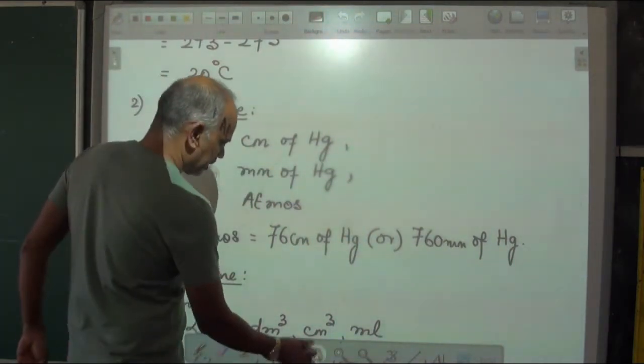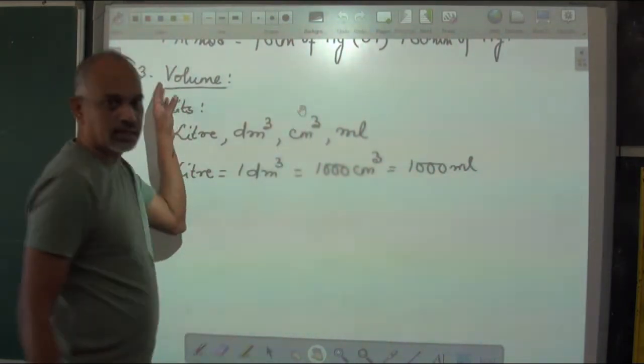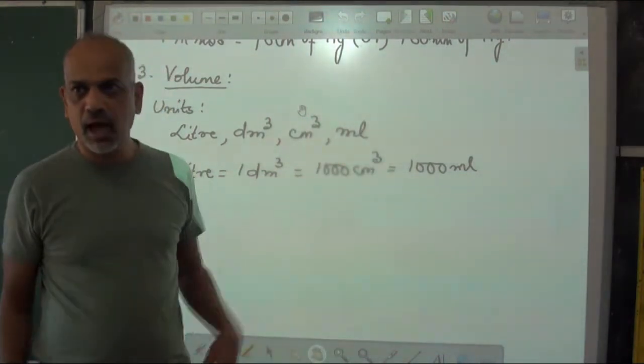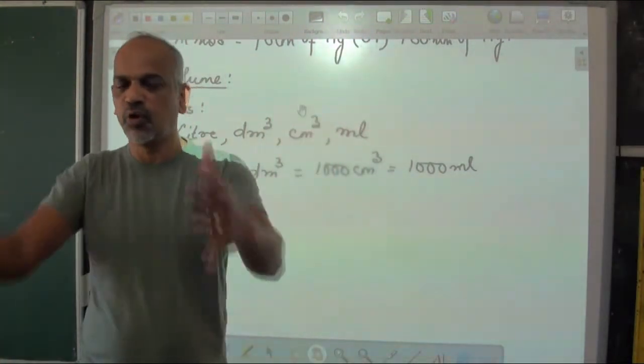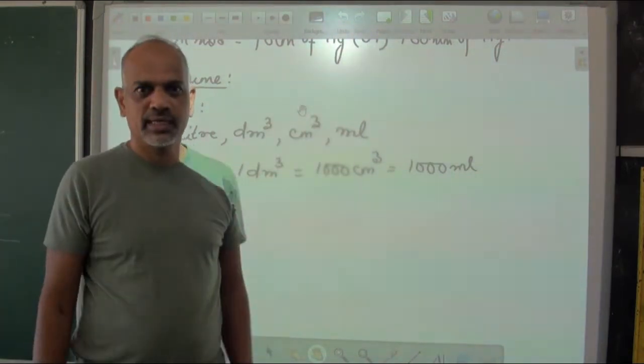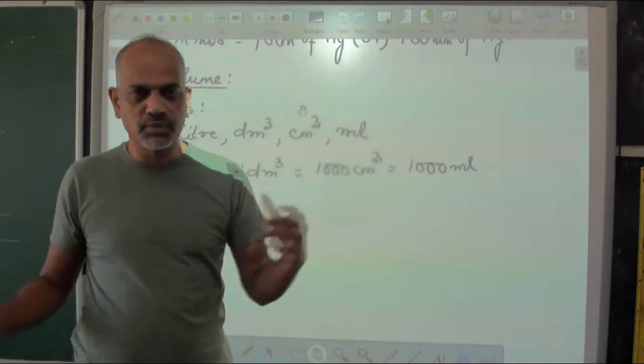The third quantity is volume. Volume is the capacity, how much you can store inside this classroom, how much air can be filled. That's the capacity of this classroom. That is the volume.